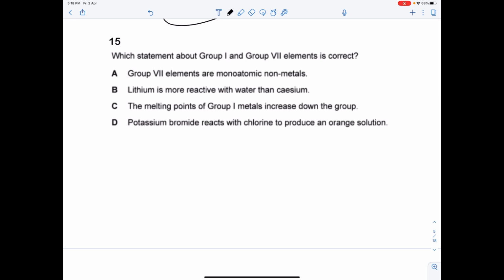Which statement about the group 1 and the group 7 elements is correct? Group 7 elements are monatomic nonmetals. No, they are diatomic. Silly. Lithium is more reactive with water than cesium. No, cesium is way more reactive than lithium. The melting points of the group 1 metals increase down the group. No, they decrease going down the group. Potassium bromide reacts with chlorine to produce an orange solution. Yes, the bromide is displaced and it makes bromine. And bromine is a reddy orange brown. So we'll go yes, that one.